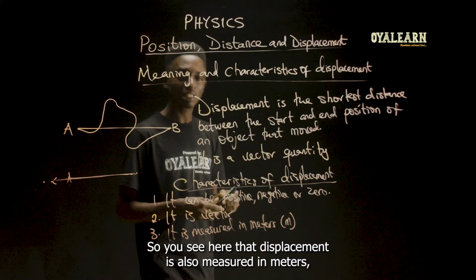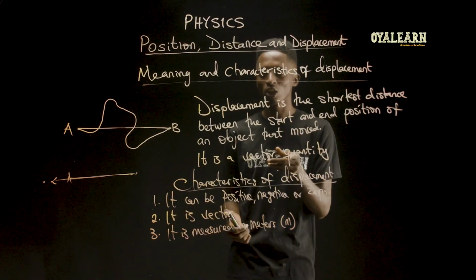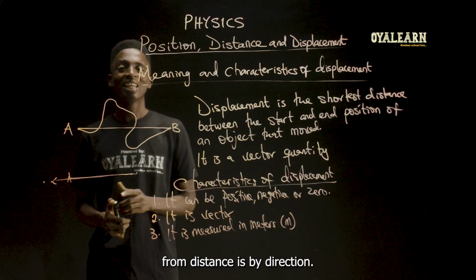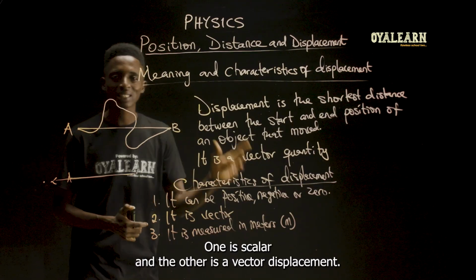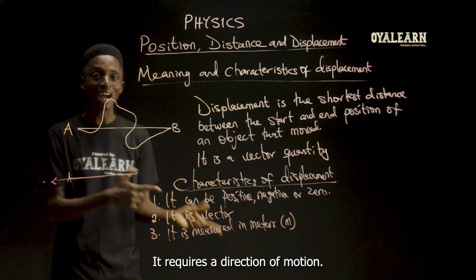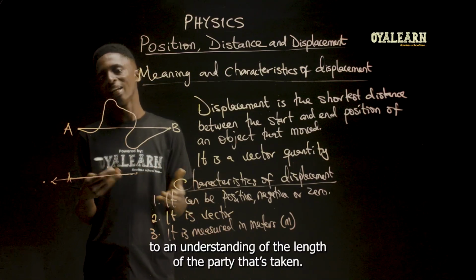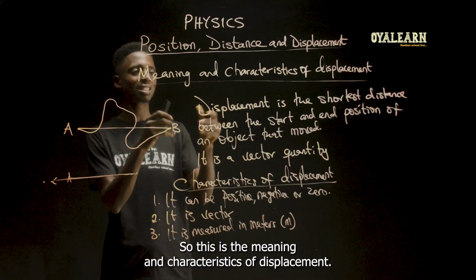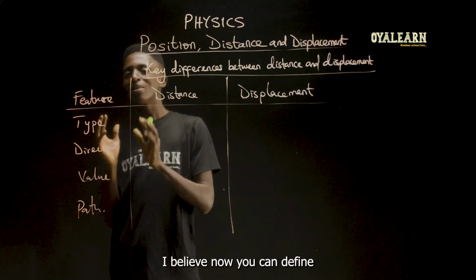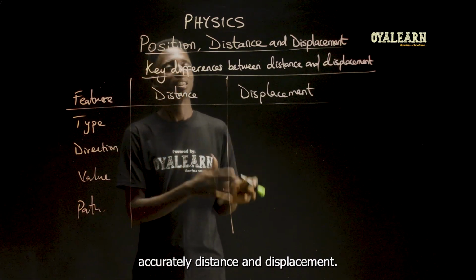Okay, so you see here that displacement is also measured in meters, which is similar to how distance is measured. So the only way you can tell displacement apart from distance is by direction. Okay, one is scalar, the other is a vector. Displacement requires a direction of motion, while distance does not require it for an understanding of the length of the path it has taken. So this is the meaning and characteristics of displacement. Thank you. I believe now you can define correctly distance and displacement.